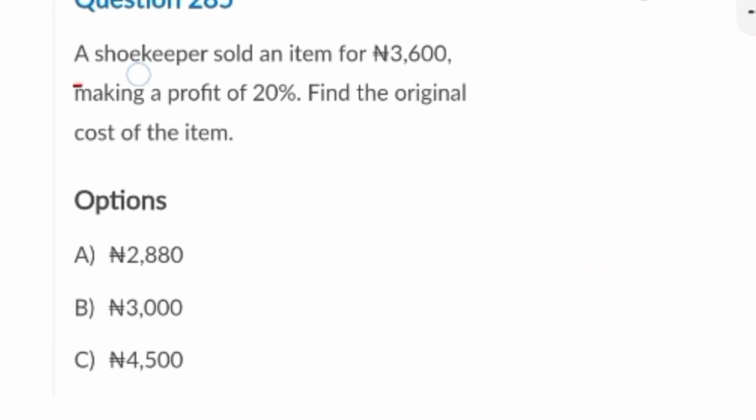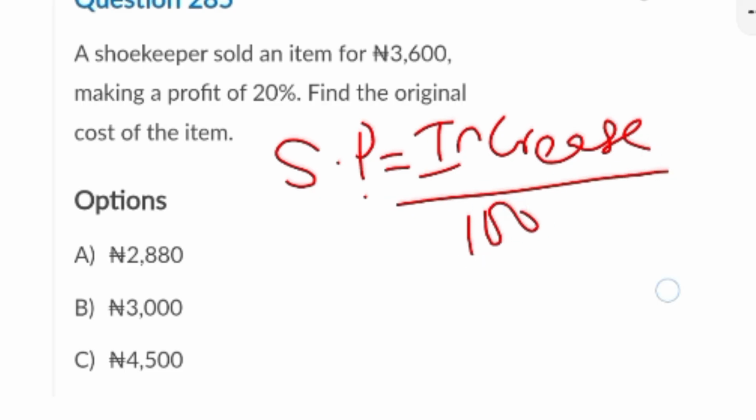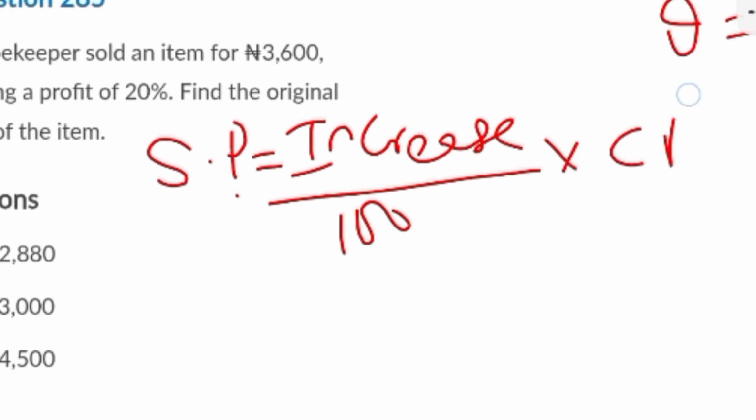Next one, a shopkeeper sold an item for 3,600 naira, making a profit of 20%. You have to find the original cost. So this is under cost price and selling price. So there's a formula that you can always use that always works anytime you're dealing with something like this. So the formula is your selling price always equals to the increase over 100. Then you times this by CP. So this SP is selling price, CP is cost price.